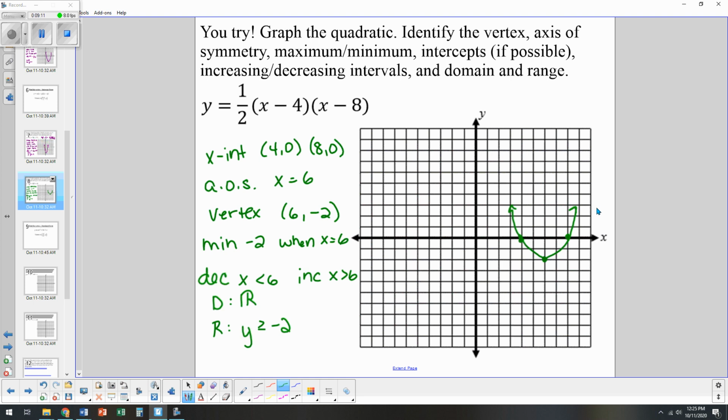Okay, so there's our graph. We had x-intercepts at (4, 0) and (8, 0), an axis of symmetry at x equals 6, a vertex of (6, -2), a minimum of -2 when x equaled 6. It was decreasing when x was less than 6, and then increasing when x was greater than 6. My domain was all real numbers, and my range was y is greater than or equal to -2.